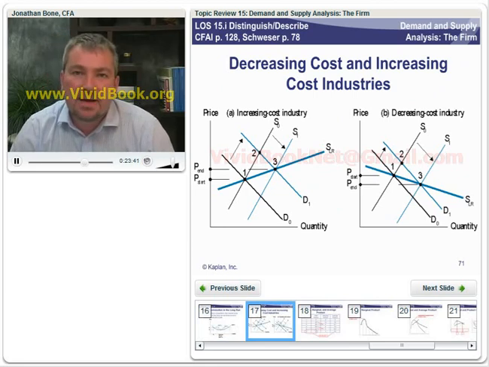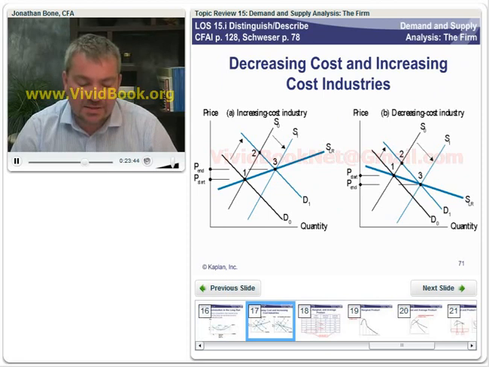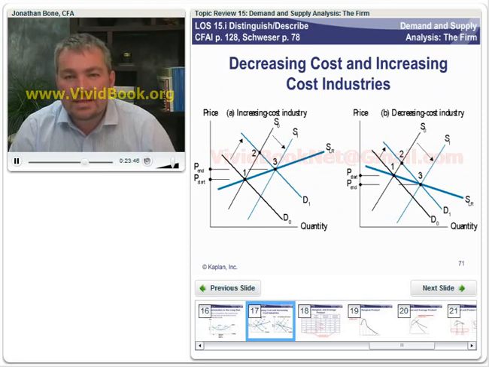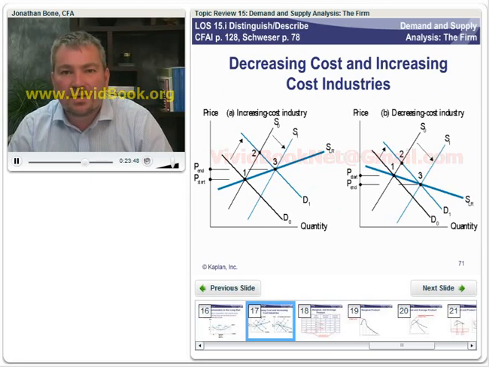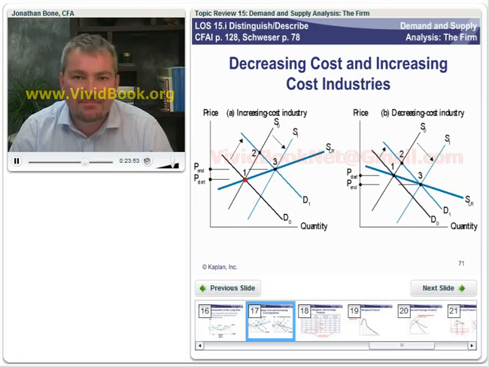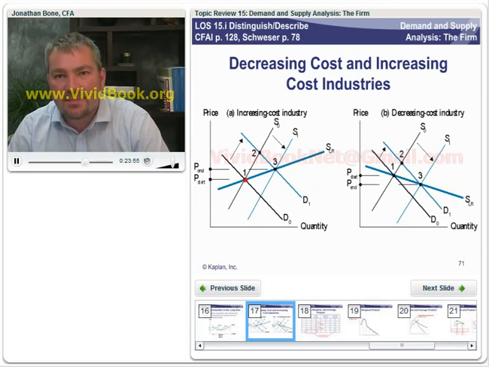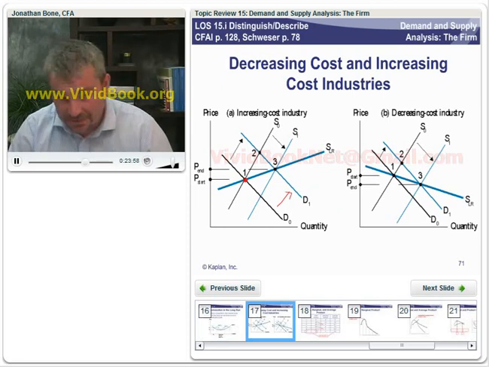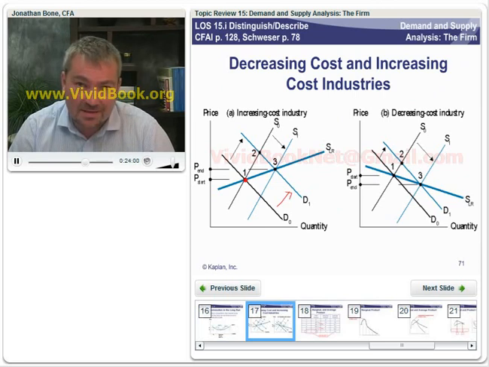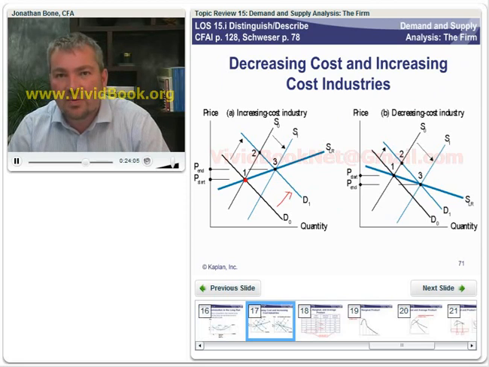Okay, now let's imagine we've got an increasing cost industry. Now, we're starting off at point 1 on our diagram, and we're going to argue that there's no economic profit there. For whatever reason, the first thing that happens is demand shifts. Now, that demand shifting, higher demand means higher price. If we had no economic profit at point 1, when we shift to point 2, we're now generating economic profit. So at point 2, price is greater than average total cost.